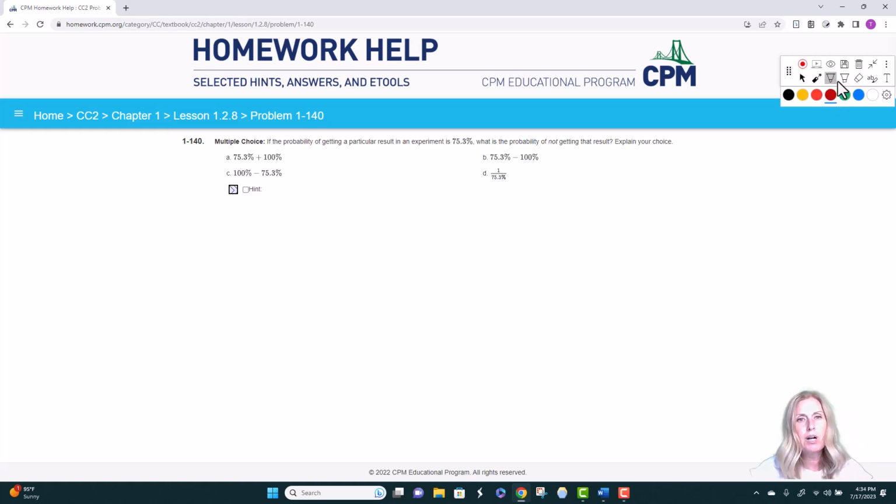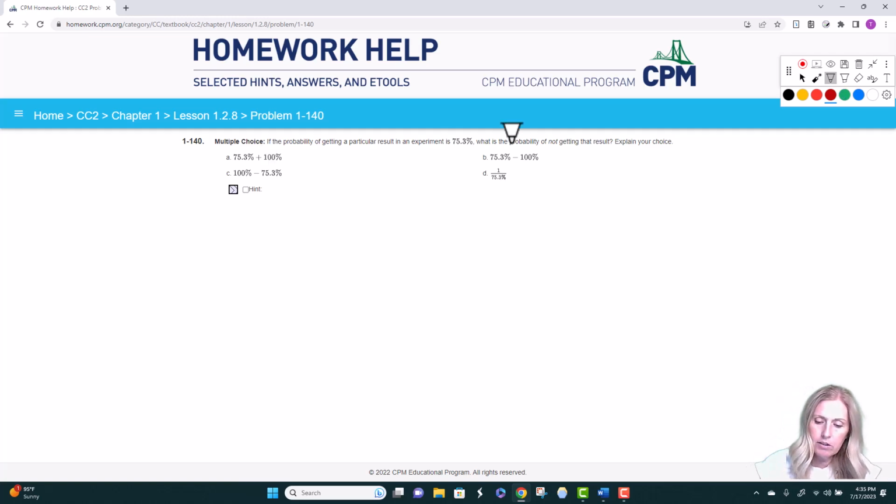140. If the probability of getting a particular result in an experiment is 75.3%, what's the probability of not getting that result? Okay, so with probability, we're looking for something to add up to 100, right? Because if it's 75.3 not happening, we need to find whatever else we could add to 75.3 that would equal 100, because that would be the part that is happening.